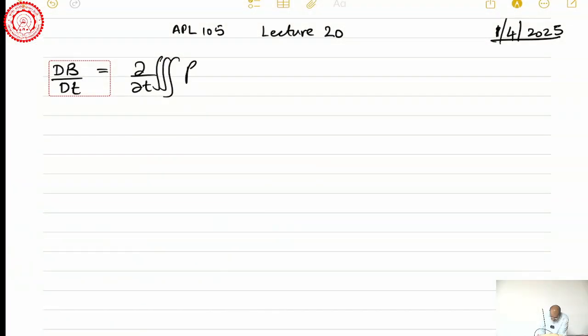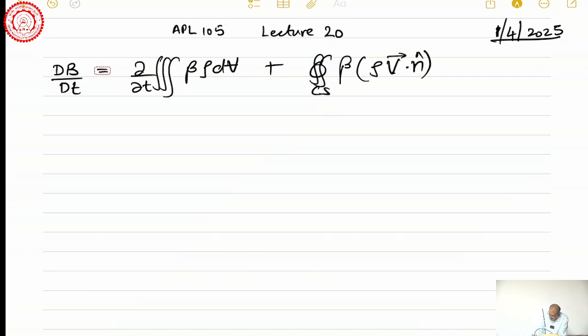Class we ended with, we had derived this relation for a control volume.